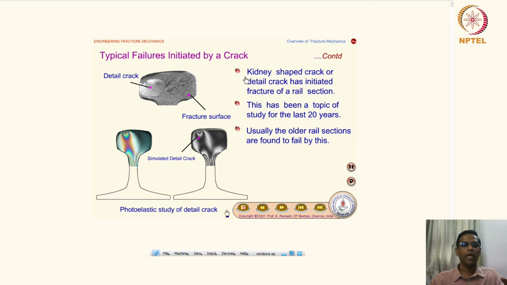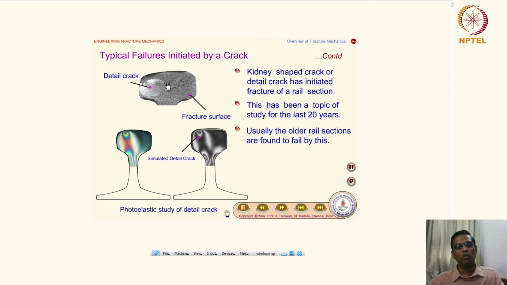This crack is described as a kidney shaped crack, because of the shape, or a detail crack, which has initiated fracture of a rail section. This has been a topic of study for the past 20 years. Usually the older rail sections are found to fail by this.